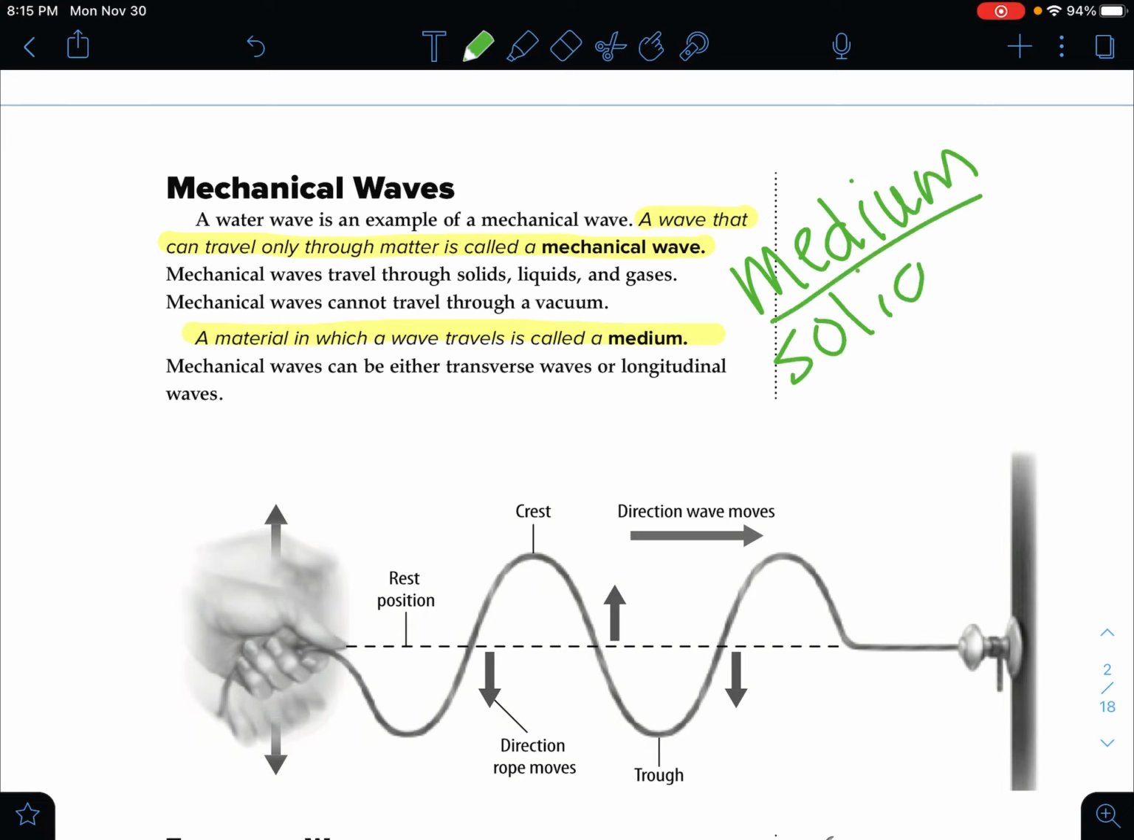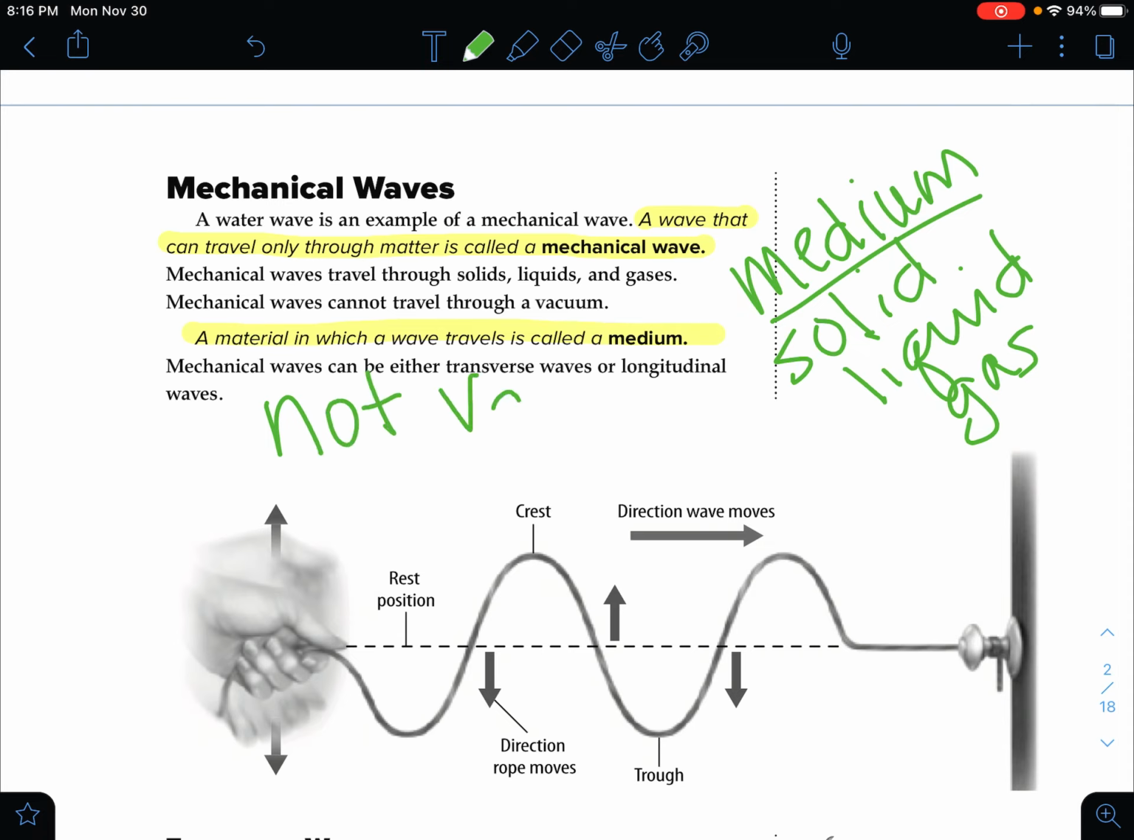solid, liquid, gas, not a vacuum. So a vacuum, not a vacuum cleaner, outer space, okay? So the material in which a wave travels is a medium.